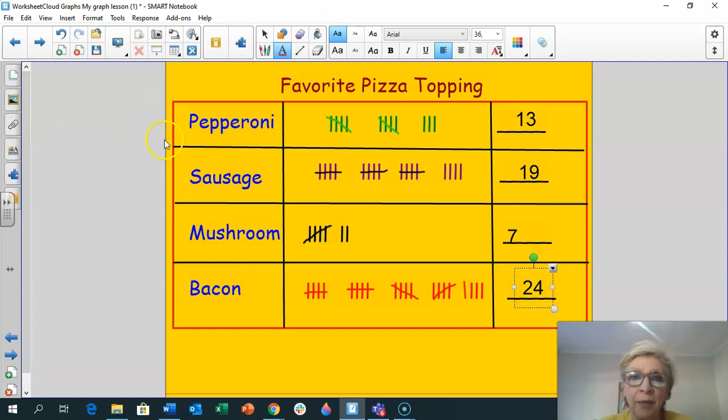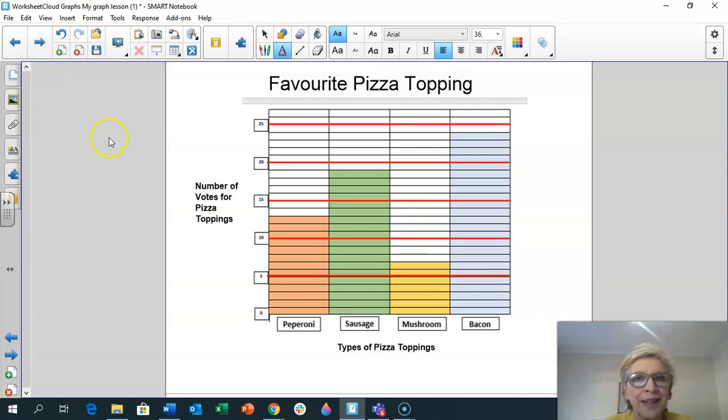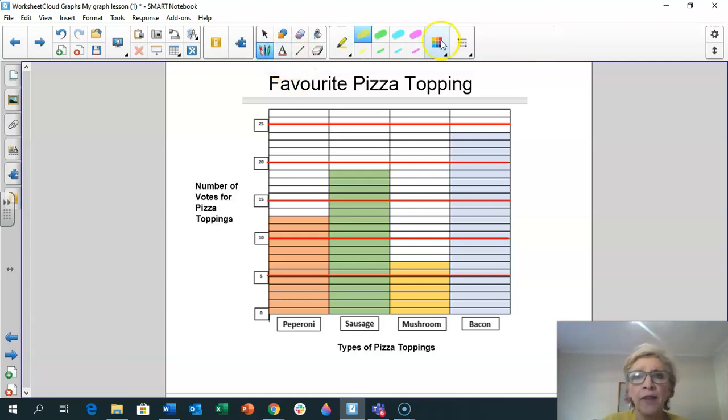Now we've tallied up favorite pizza toppings. Pepperoni, 13. Sausage, 19. Mushroom, 7. And bacon, 24. So bacon was the winner by far. All right, and here now we've taken a pictograph and we've made it into a proper graph. And I want you to pay attention to a few things, grade 3s, that you're going to notice. And what color? I think I'll choose my favorite color.